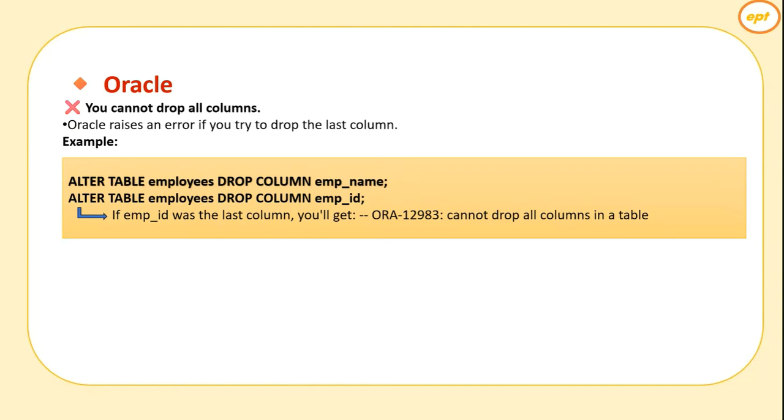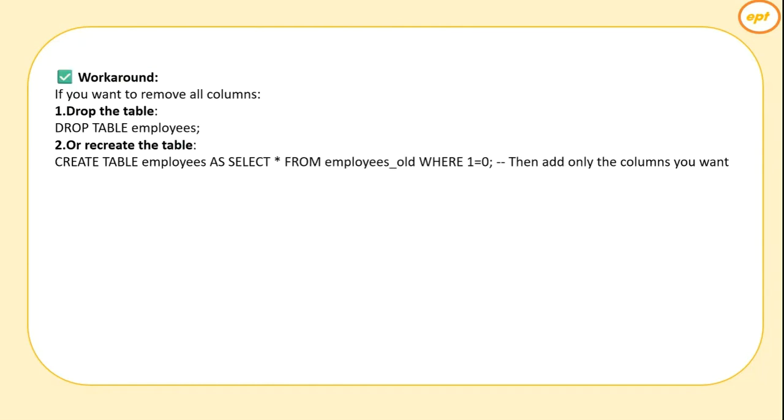ORA-12983. That is the error code: cannot drop all columns in a table. This is with respect to Oracle. Now you can do one thing: instead of dropping all columns, you can drop the entire table. Before dropping the entire table, I suggest taking a backup of the existing table and then trying to drop it. So you can use that workaround.